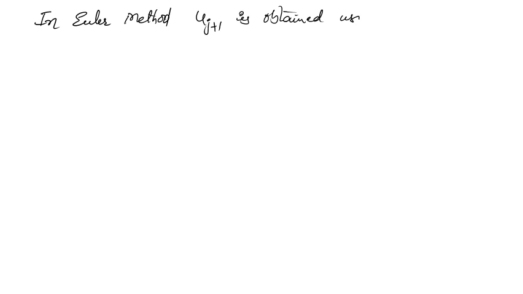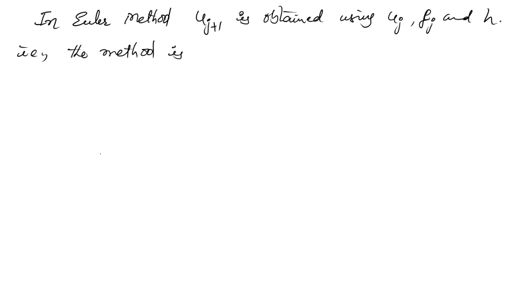In Euler's method, what is that? uj plus 1 is obtained by using uj, fj and h. That is, the method is called an explicit method. When the j plus 1th term is obtained from the previous term j, the method is an explicit method. Explicit means the j plus 1th solution is obtained from the jth solution.